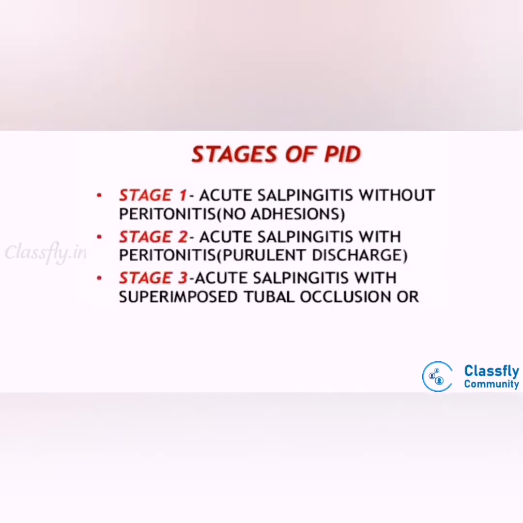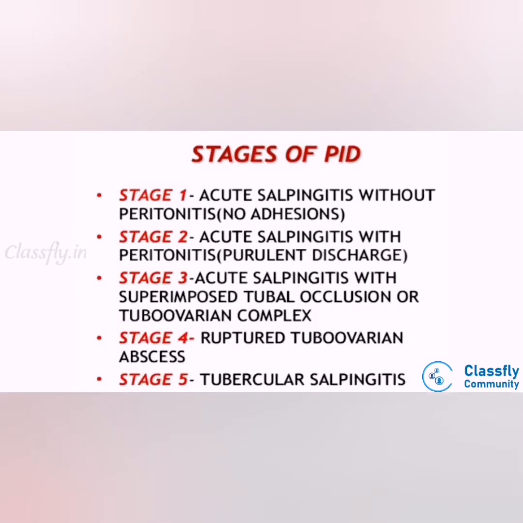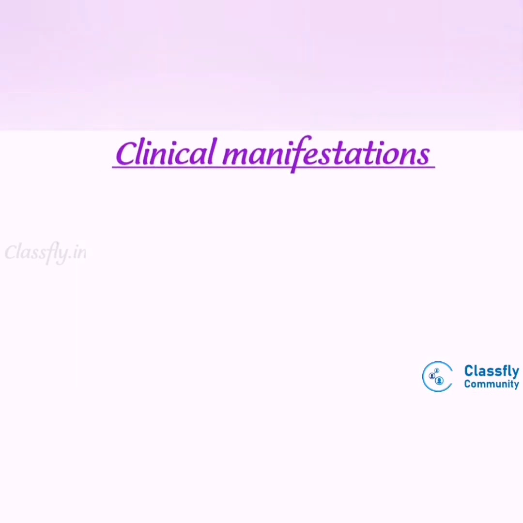Next, move on to stages. It involves 5 stages. Stage 1 is acute salpingitis without peritonitis, there is no adhesion. Second stage is acute salpingitis with peritonitis, that is a purulent discharge. Third stage is acute salpingitis with superimposed tubal occlusion or tubo-ovarian complex. Fourth stage is ruptured tubo-ovarian abscess. Fifth stage is tubercular salpingitis. Next, move on to clinical manifestation.